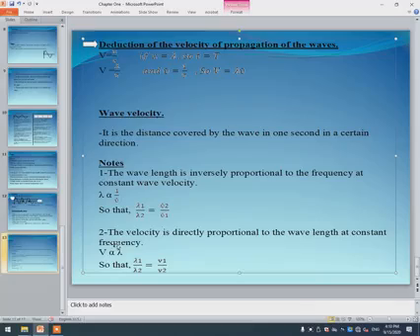The last point here: the velocity is directly proportional to the wavelength, of course at a constant frequency. So at constant frequency, the velocity will be directly proportional to the wavelength lambda. So as you see here, lambda 1 over lambda 2 equals v1 over v2. This is the end of this part of physics for senior 2. This is called wave motion.